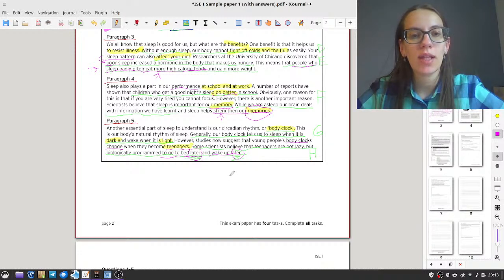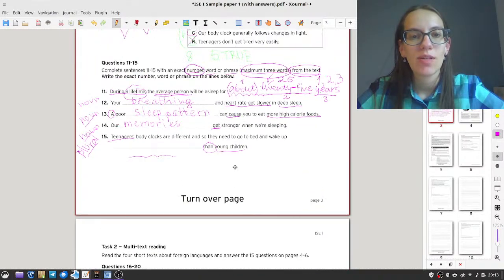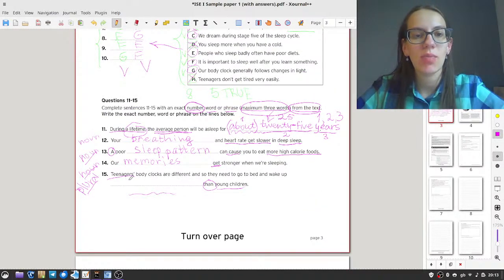They go to bed later. So children go to bed early, and then suddenly they become teenagers and they start going to bed later and waking up later. So does this make sense? Yeah, we can put the word later here. Later.